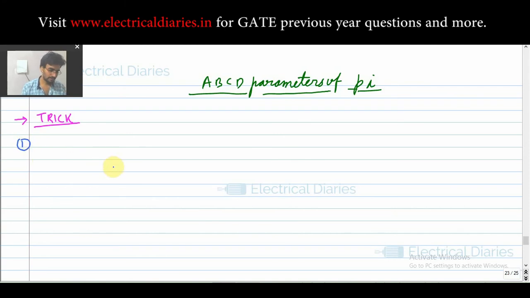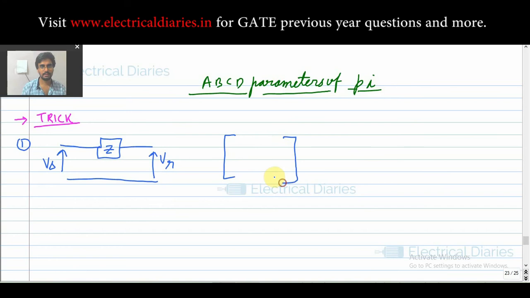See, if a model is given to you in this fashion, that is, these are your lines, and this is given to you as Z. Okay, and this is your sending end voltage and this is your receiving end voltage. If this is the model of the line, then how will you write the ABCD matrix? I hope you know this. This is A, this is B, this is C, this is D. Now we will write the ABCD matrix for this.